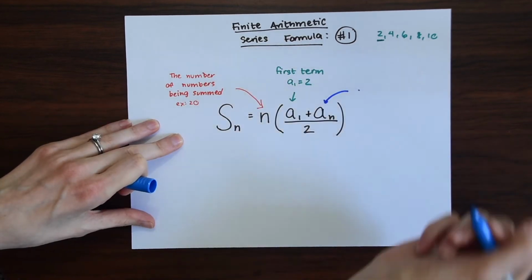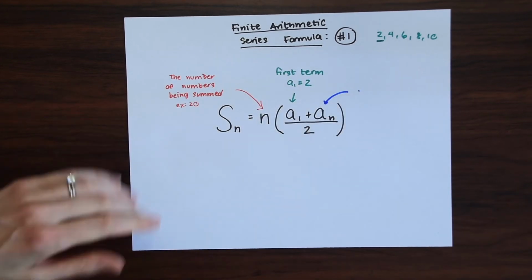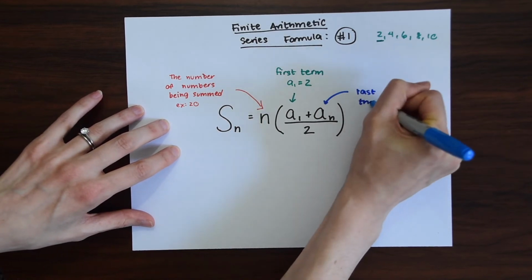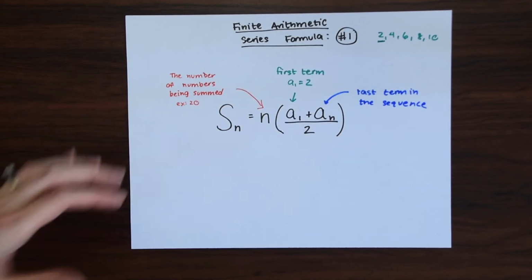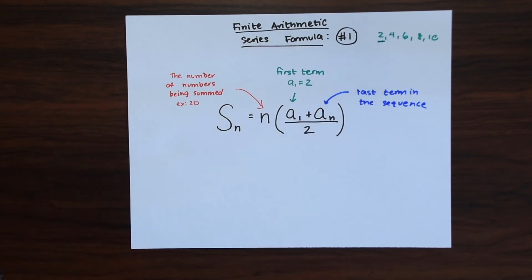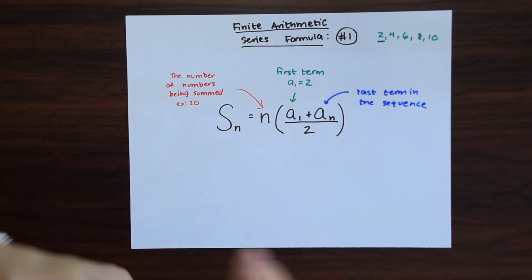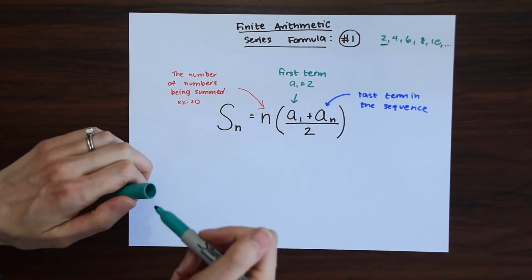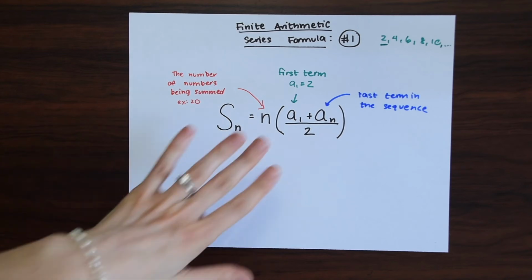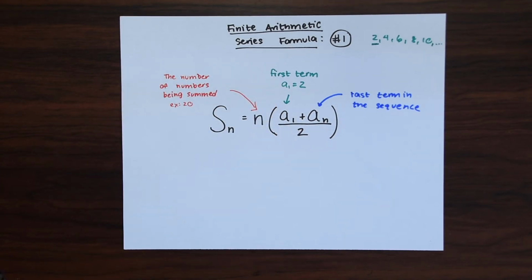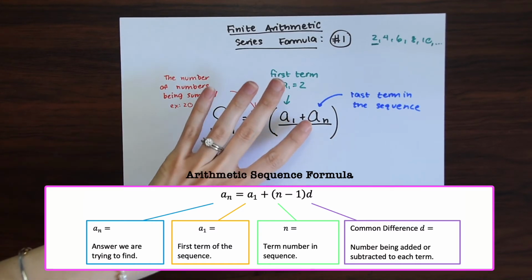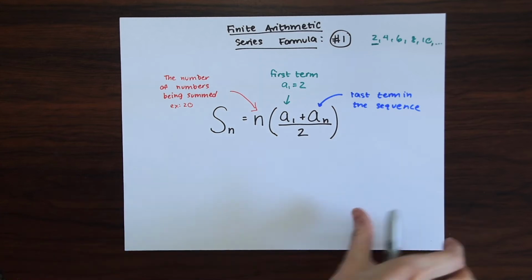a sub n is the value of the last term of the sequence. As you can see, we don't know the last term of our sequence. You might think it's 10, but this can actually keep going, so we don't know the value of this. Since we don't know the value of a sub n, you might want to think back to the arithmetic sequence formula, and maybe we can rework this formula and fill in what a sub n is. I'll show you what that means.